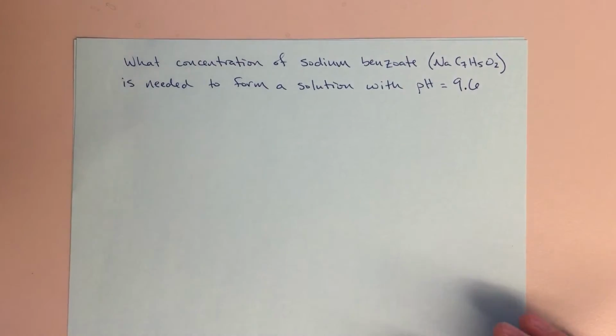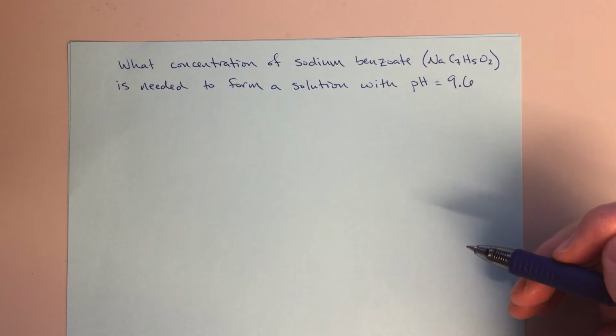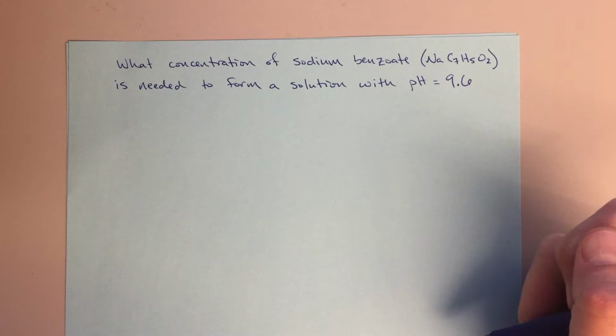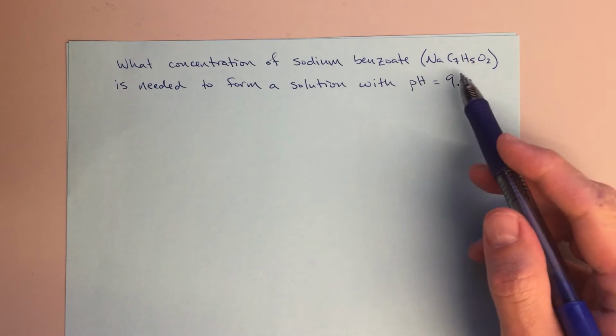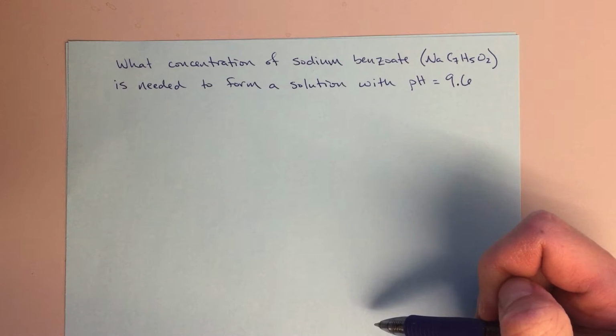Alright guys, so I was asked to make a little video about salt solutions and just talking through that. And so I've made up a new problem here that says: what concentration of sodium benzoate, NaC7H5O2, is needed to form a solution with pH equals 9.6?